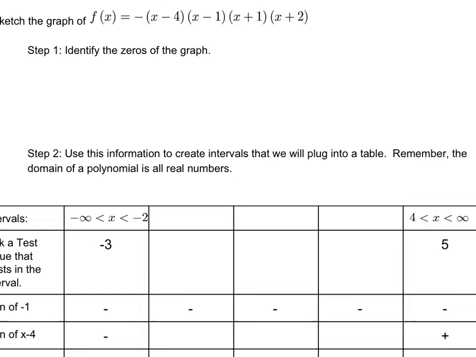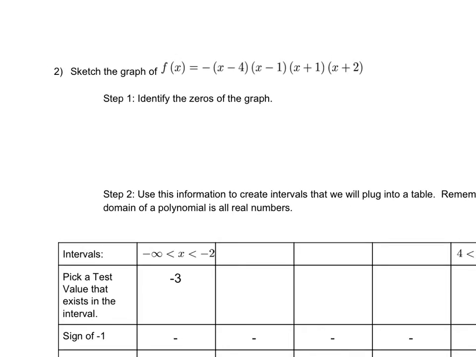All right, now I have the graph of negative x minus 4 times x minus 1 times x plus 1 times x plus 2. You want to identify the zeros of the graph. Now guys, the zeros are the things that make each of these factors 0. So some of you might start noticing a pattern and be able to simplify. Now that negative is a -1. That's really a -1 up there. And can -1 ever equal 0? No, it cannot. So that will never affect my sign.